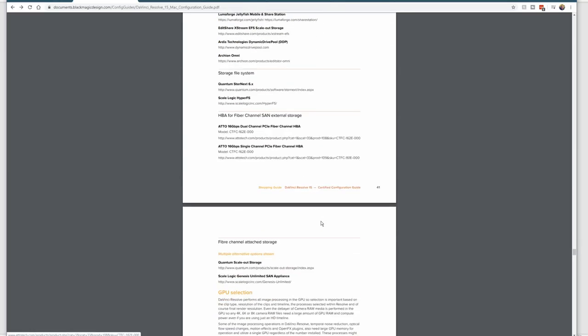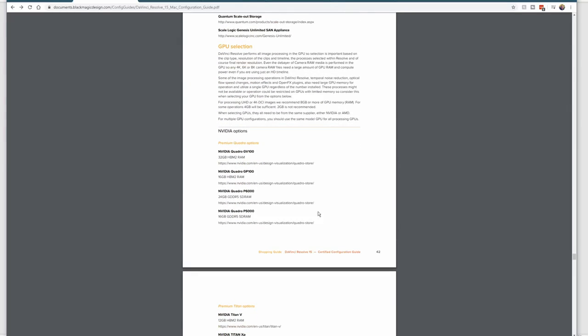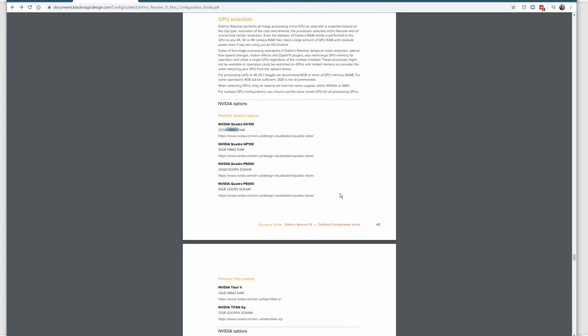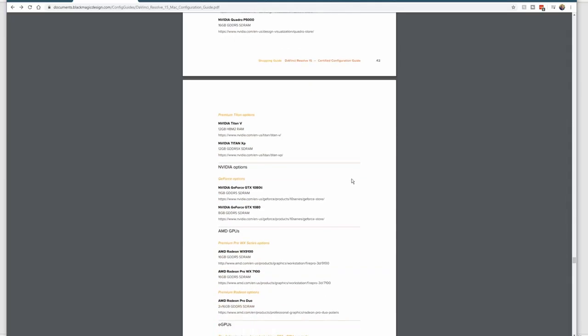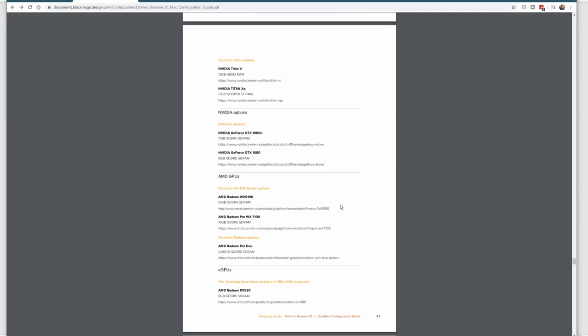Now let's check out the graphics cards that they recommend as we come down further. Notice they start with the Quadro options, and these have 32 gigabytes of HBM2, which is even faster than the GDDR6 that exists in our modern graphics cards. And at the time that they published this, it was GDDR5. You can see they then go to the Titan graphics cards. These are $2,500 to $3,000 graphics cards. And then below that to our lowly 1080 Ti or 1080.